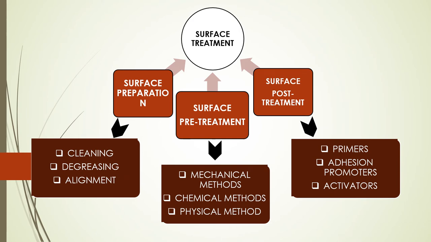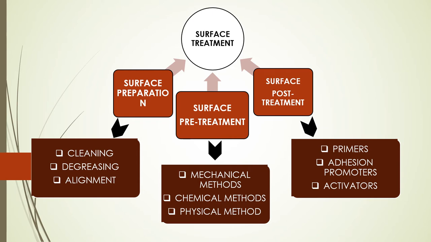The importance of surface treatment is increasing the surface energy level of a particular metal surface so that it can easily adhere to the printing or coating that is about to take place. So, surface treatment may involve one or all of the following.